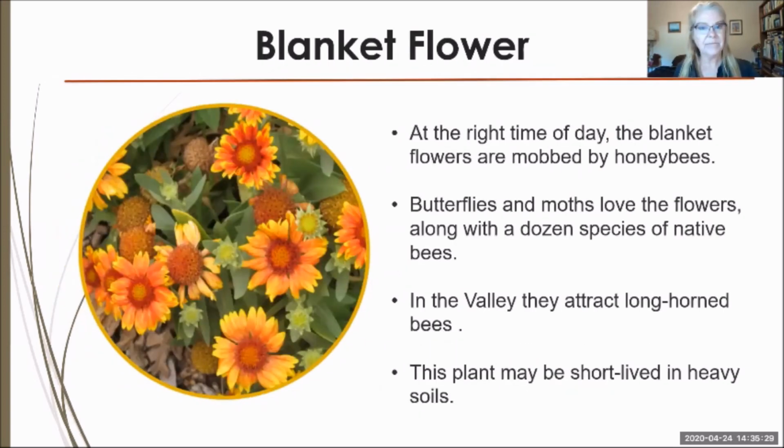Okay, so we have blanket flower. I'm sure folks out there have this one. At the right time of day, the blanket flowers are mobbed by honeybees. It's really cool. Butterflies and moths love the flowers along with a dozen species of native bees. So blanket flower in the valley, they actually attract a native bee called longhorn bee, which is a really sweet one. This plant may be short-lived in heavy soil, so just consider that.